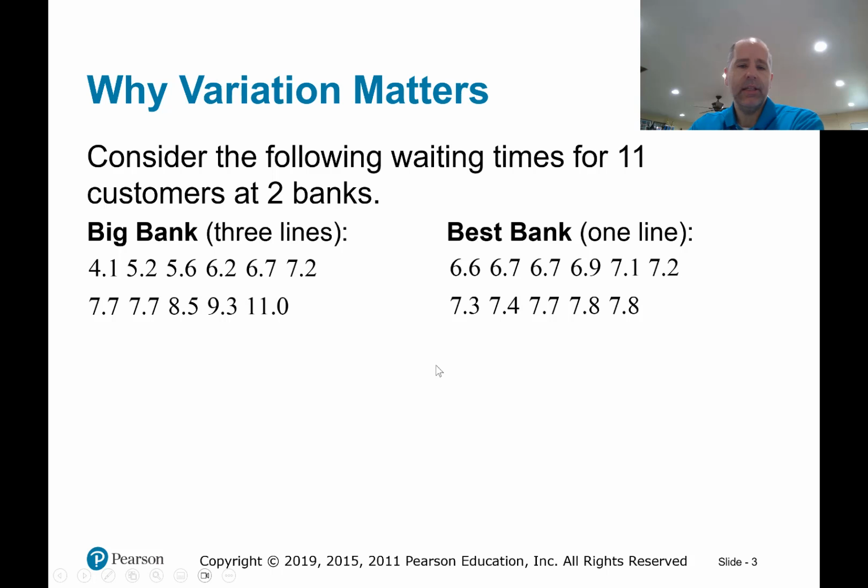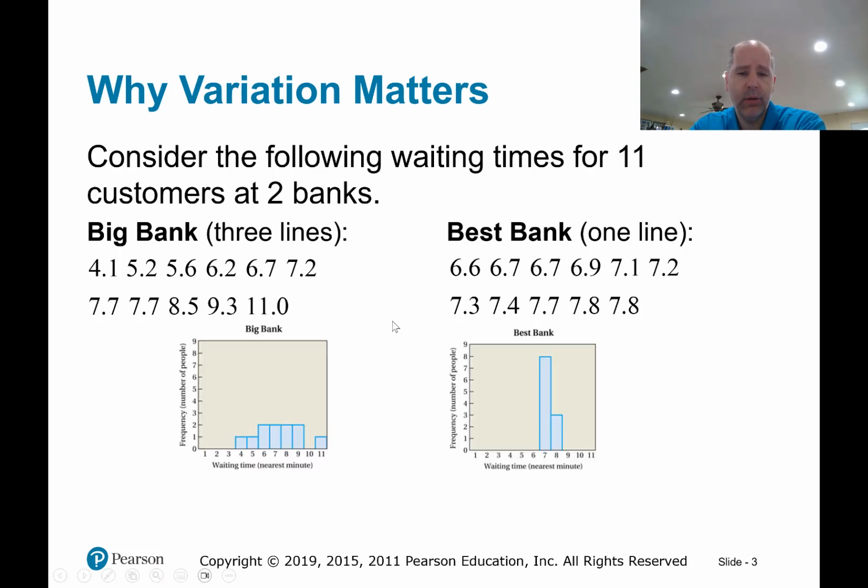So let's take a look at these two banks, right? We're talking about waiting times at two different banks. One is Big Bank, and they have 3 lines for tellers. And then we have Best Bank that has 1 waiting line. So we're going to consider the 11 waiting times of customers at these two banks, okay? So what are we going to do? Well, we can calculate the average, and then we can create a histogram. We can look at the graphs, right? So let's see what we can get from this.